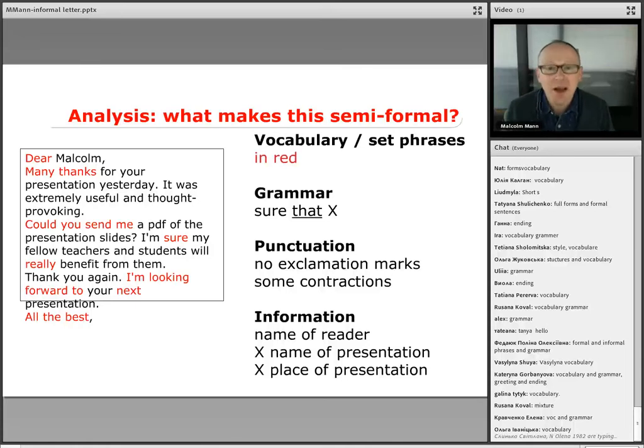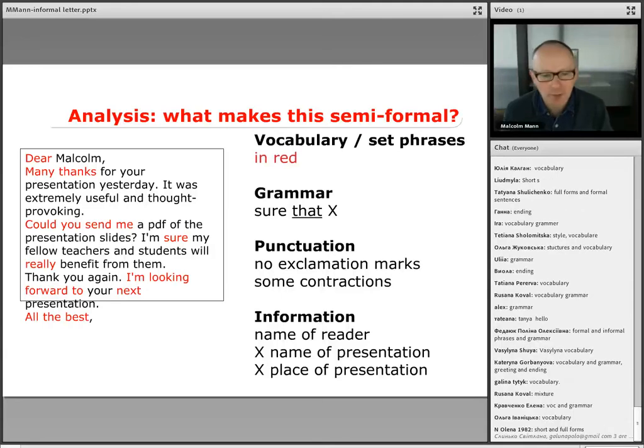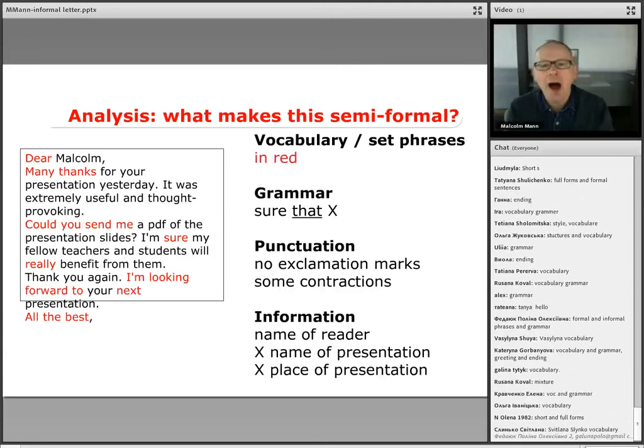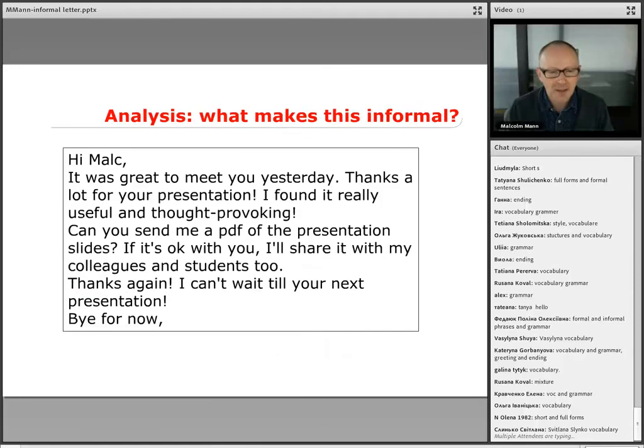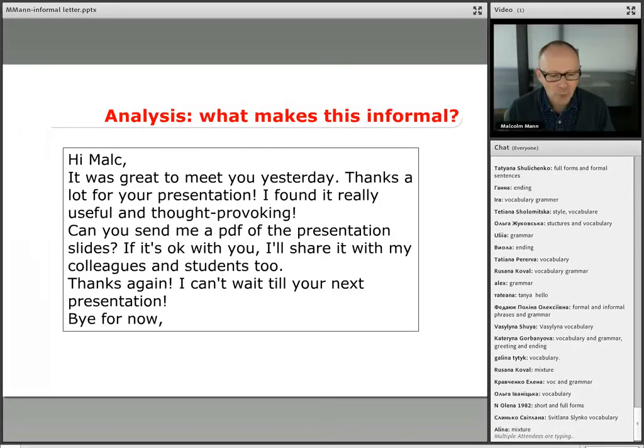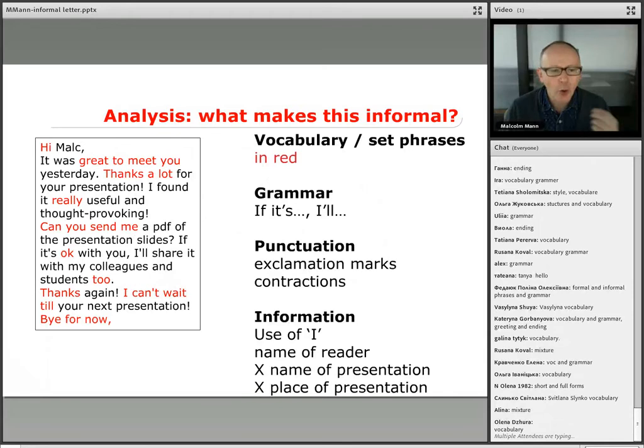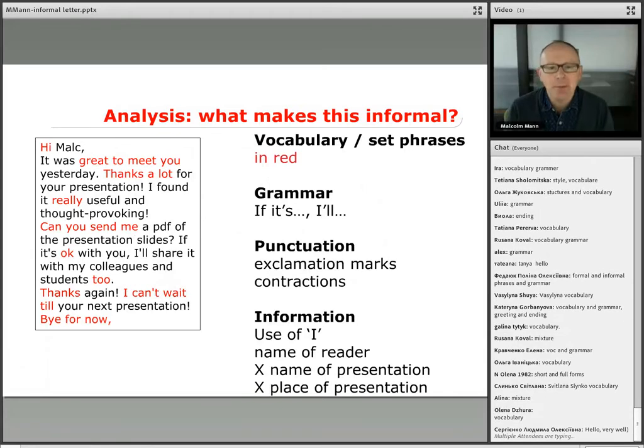Once again, there's no exclamation marks. Exclamation marks make it informal. And there's one or two short forms. I'm sure, not I am sure. And they make it semi-formal. And there's some issues with information as well. And then what makes this informal, we should be getting our students to focus on all the key bits of grammar and vocabulary that actually make it informal.